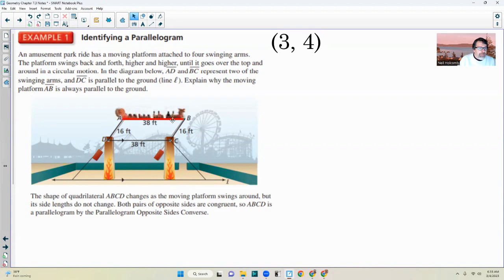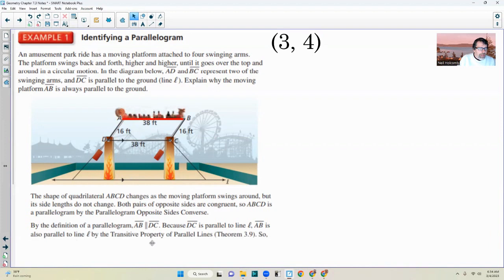Okay, the other swing arms, the platform you're on, and this are both 38 feet long. And this is 16, and this is 16. So by our converse theorem of opposite sides, ABCD is a parallelogram. By the definition of parallelogram, AB is parallel to DC. And because DC is parallel to line L, then AB is also parallel to line L by the transitive property. So if AB is parallel to DC and DC is parallel to L, then AB is parallel to line L. So the moving platform is parallel to the ground.